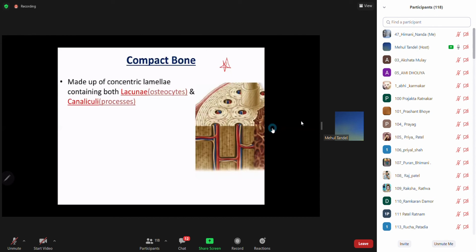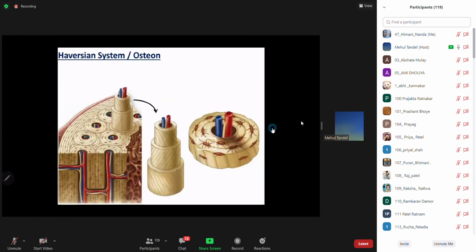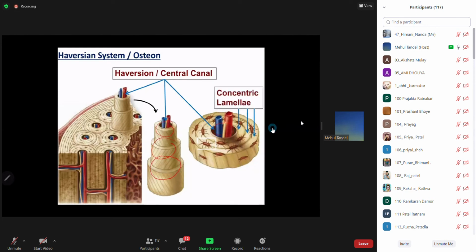Compact bone is made up of concentric lamellae containing lacunae and canaliculi. These lamellae are arranged to form three structures: the Haversian system or osteon, the circumferential lamellae, outer and inner, and the interstitial lamellae. The Haversian system or osteon is a cylindrical unit of compact bone. It contains the Haversian canal or central canal in the center, surrounded by concentric lamellae containing lacunae and canaliculi.